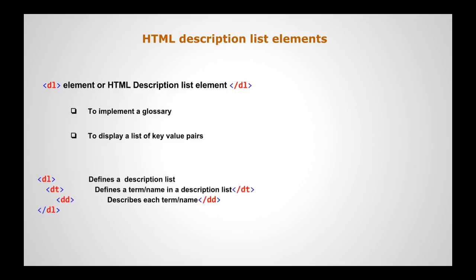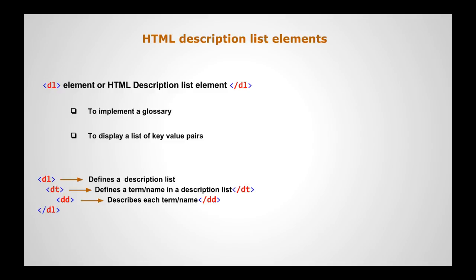The DL element represents a description list. The DT element defines a term or a name in the description list. The DD tag is used to describe a term or a name in the description list. To create a description list, we need to use the DL element, then close it, then we need to nest the DT tag, then close it, then the DD tag, and then close it.